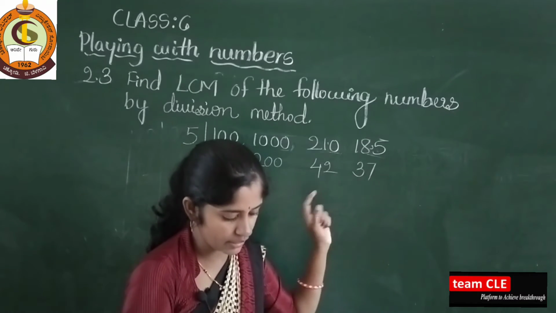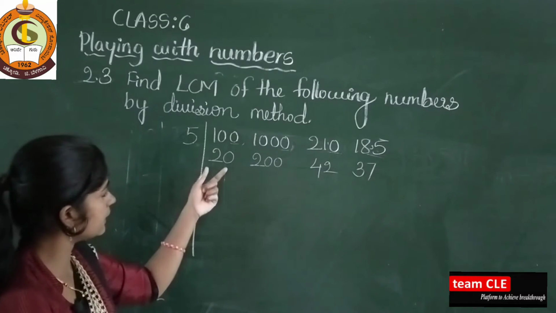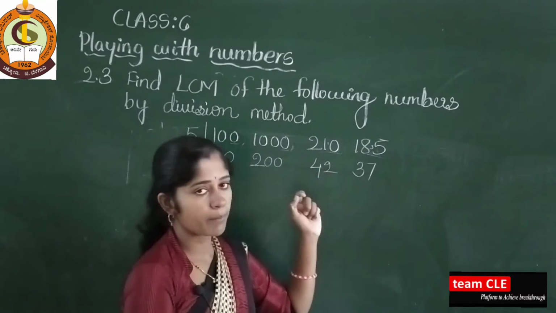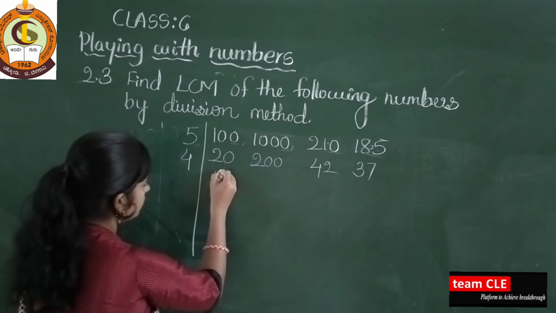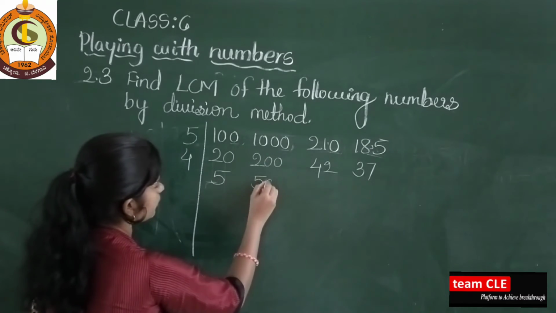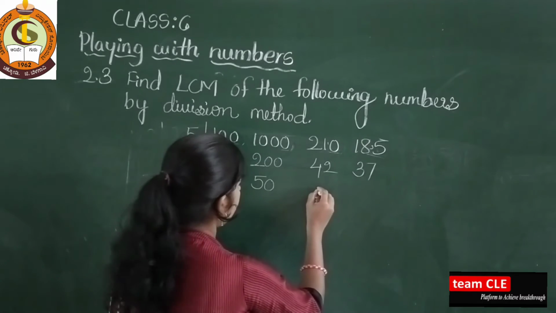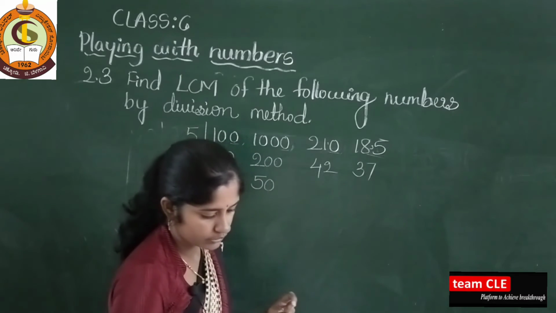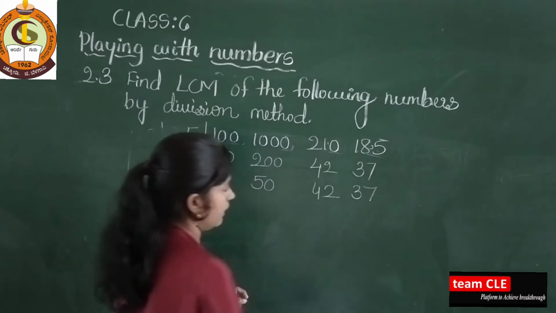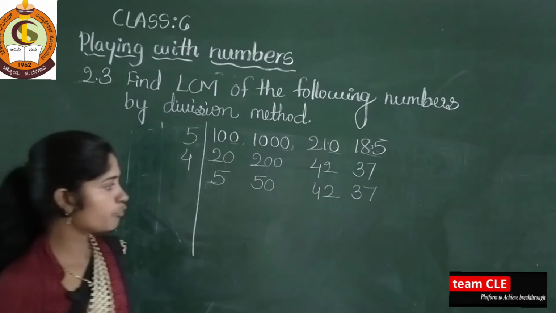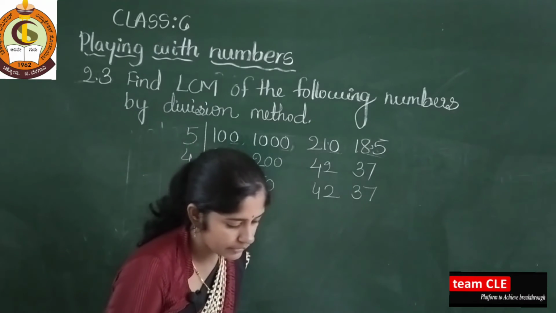Then 200, 42, and 37. Next you need to take 4. These numbers 20, 200, 42 might divide by 4. So let us divide: 4 5s are 20, 4 5s are 20, this 0 as it is. Next, 42: 4 1s are 4, and this number will not divide by 4. So you keep 42 as it is and 37 as it is, because those numbers will not divide by 4.